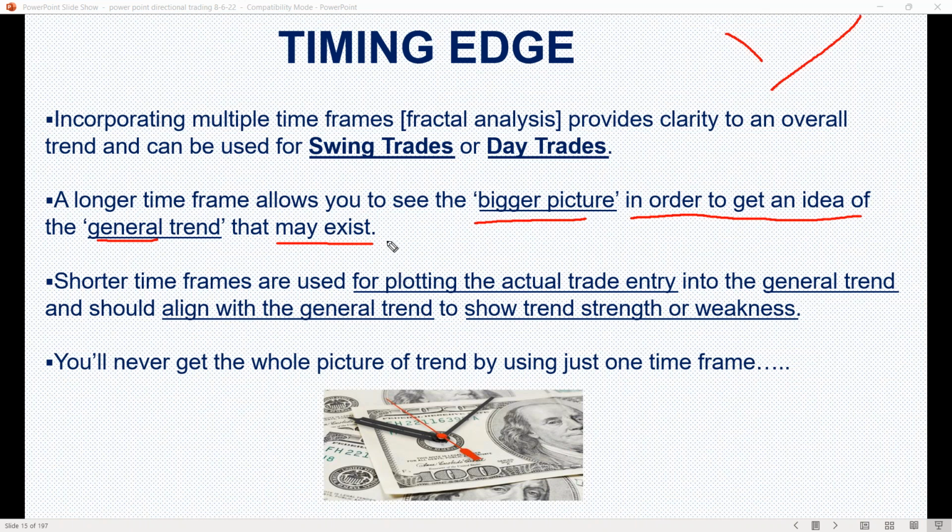Now then, what we want to do is align and use the shorter time frame to help us plot the actual trade entry into the general trend. These shorter term time frames should be aligned with that general trend to show trend strength or weakness. So let's say we're in a downtrend. The general trend is down. We want to try to align to get back into that general trend.